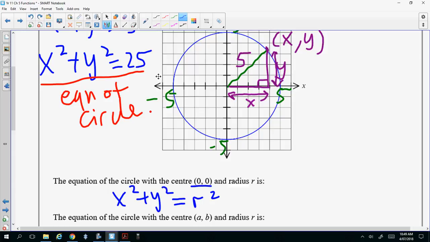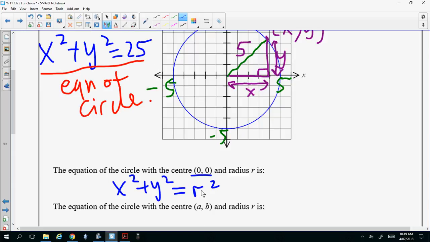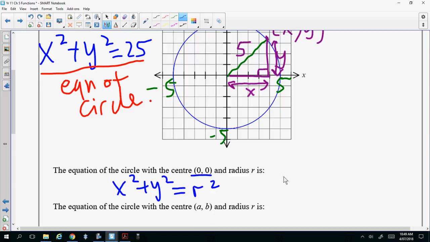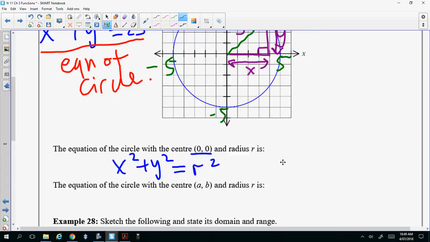So the only thing you have to change is the radius. So for different radius, you just change this number here. Okay? Now, the question is, what if the center is not at the origin? What if the center is somewhere else? Then the equation of the circle will change slightly. You just write x minus a squared plus y minus b squared equal to r squared.